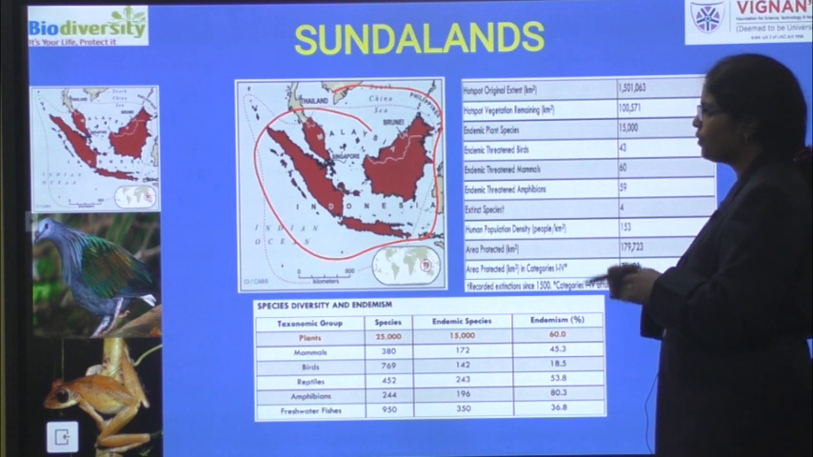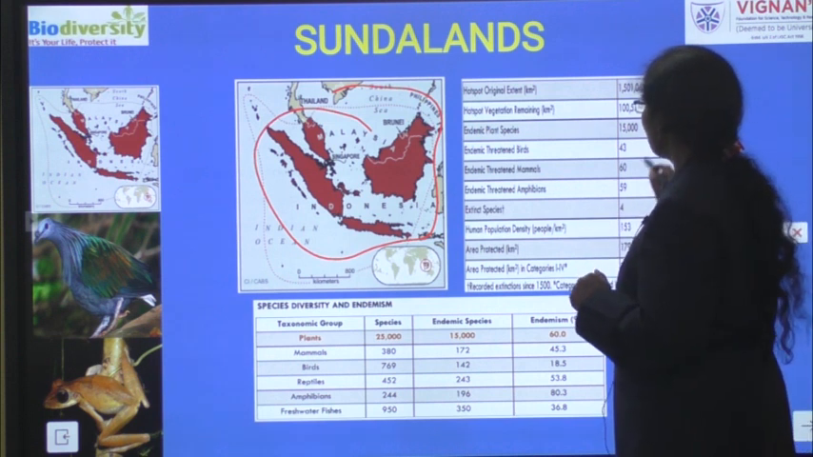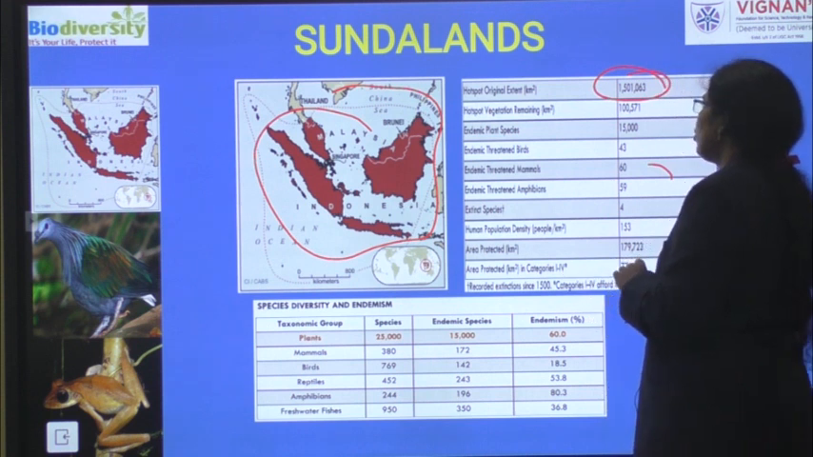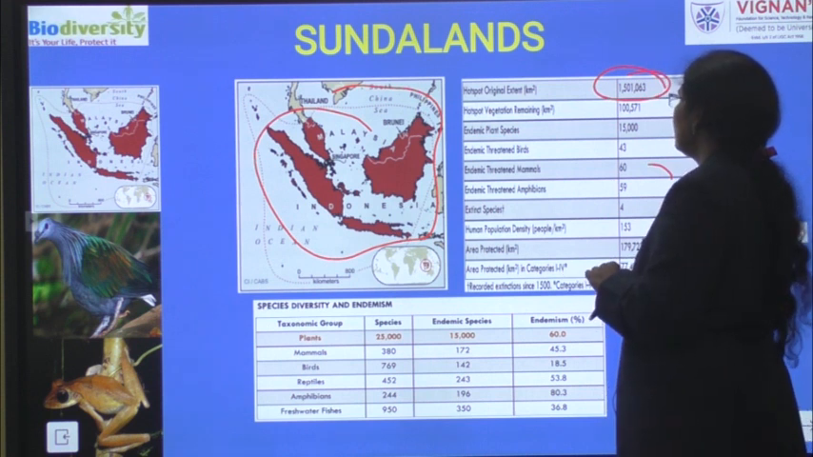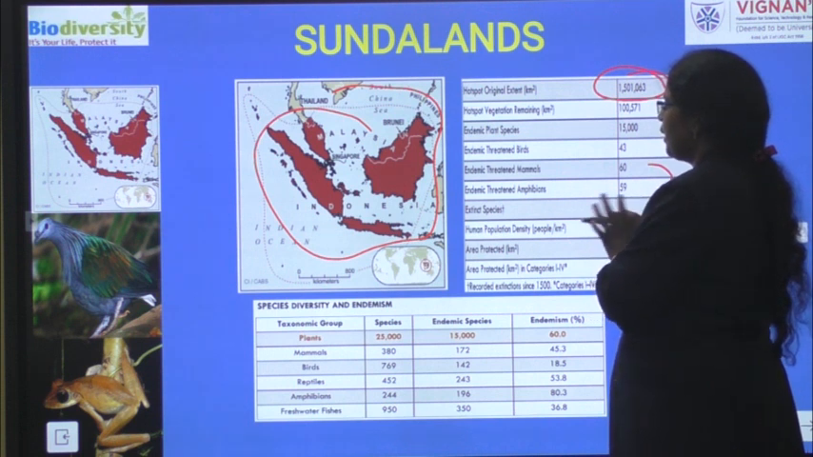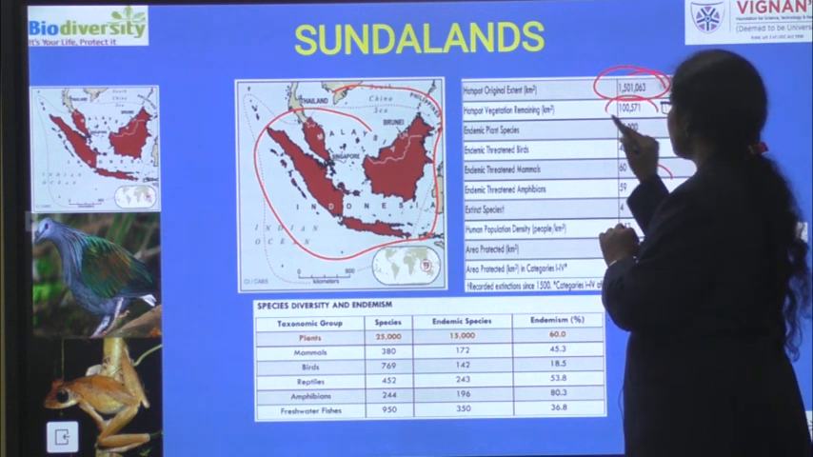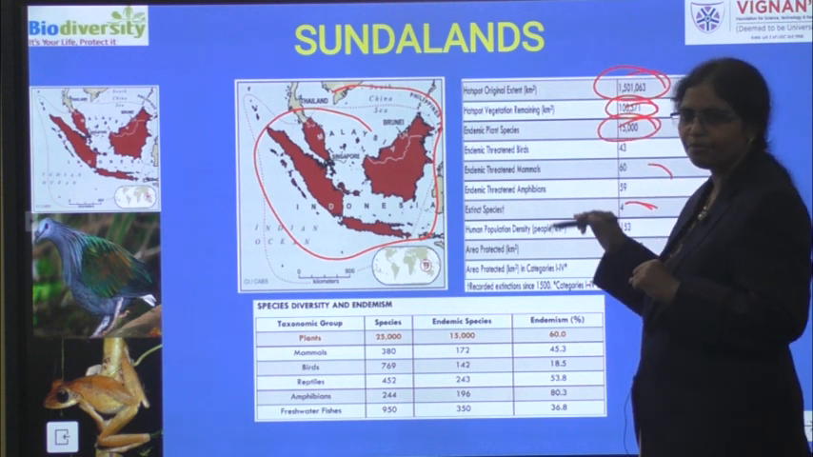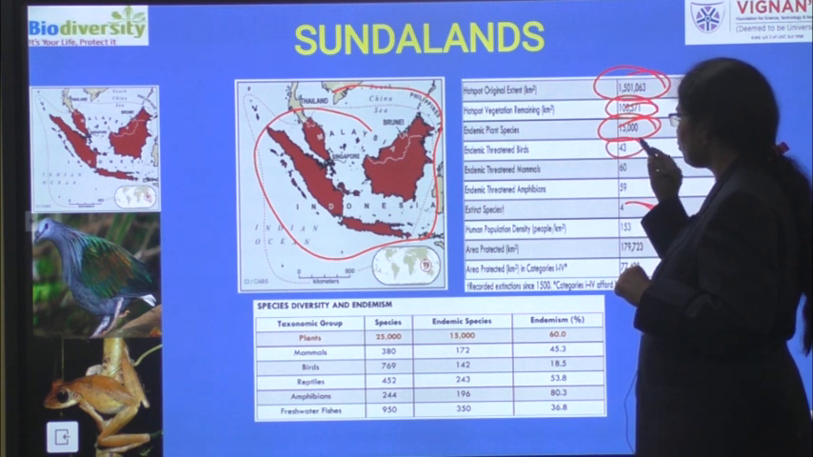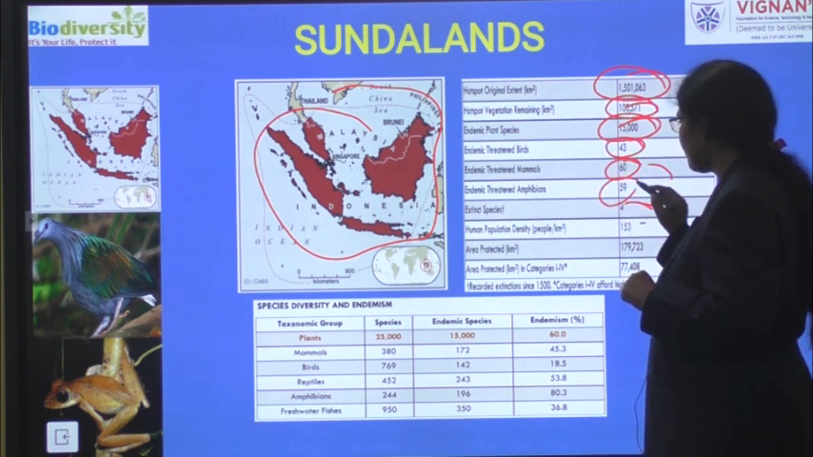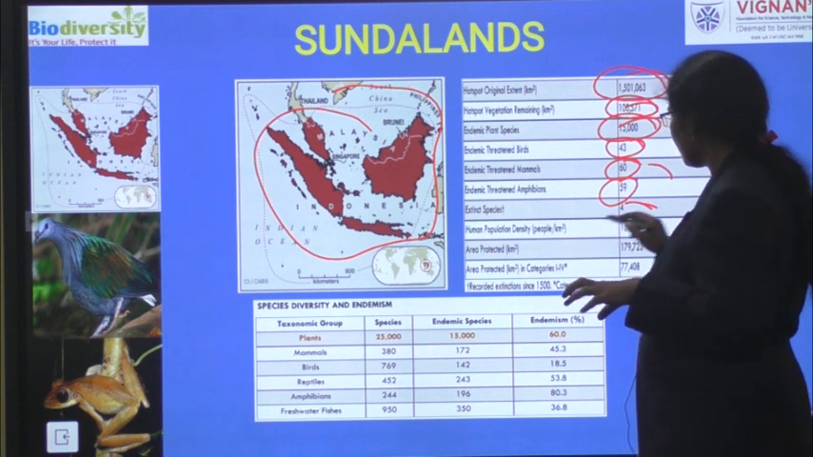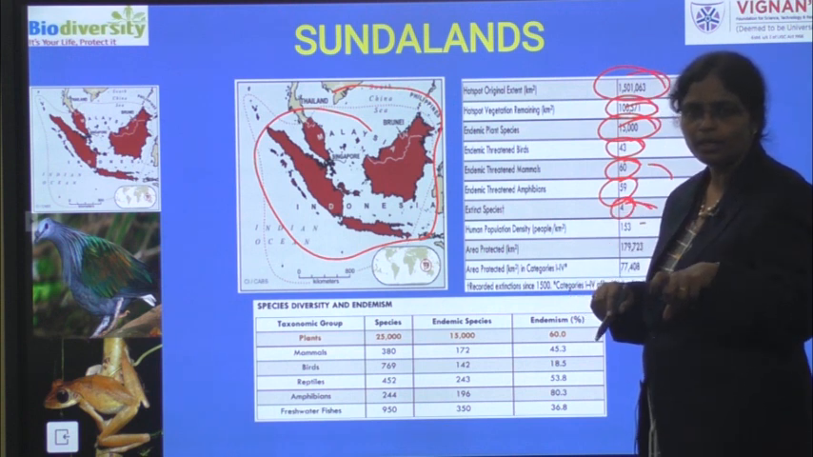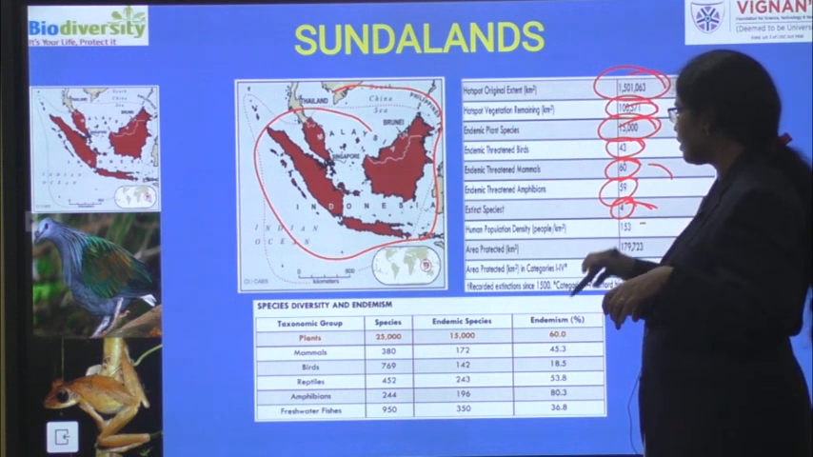If you see the details of this Sundaland region, the species area occupied is around 1 crore 50 lakhs, and the vegetation is nearly 1 crore, and endemic plant species are nearly 15,000. Threatened birds are 43, mammals 60, amphibians 59, and extinct species are 4. In the Western Ghats, the extinct species are nearly 20. Here in the Sundaland, the extinct species are 4.